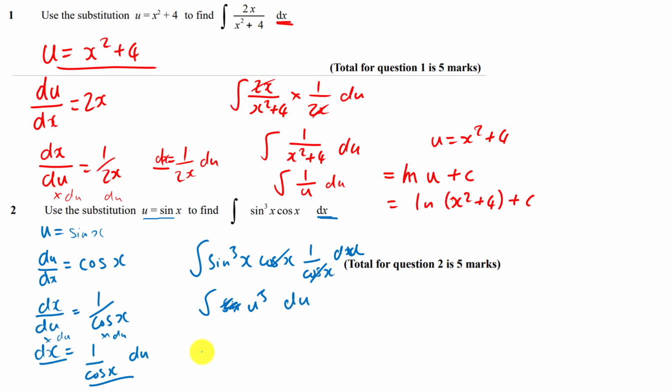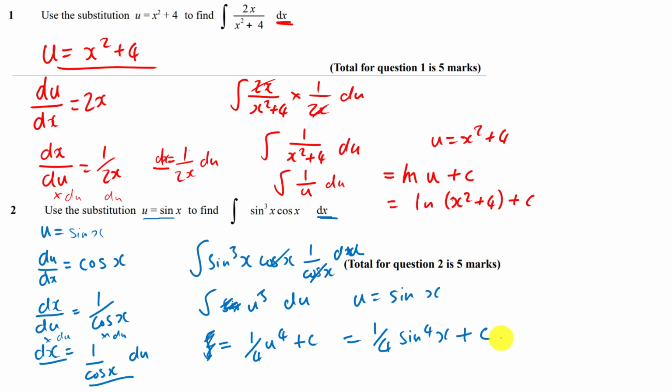Yeah. Okay, and then we're going to integrate that, and what are we going to get? 1/4 u to the power of 4. Yep, well done. And then it's plus c. And then we know u equals sine x, so we can substitute that back in to get in terms of x. So that's going to equal 1/4 sine to the power 4 of x plus c. Happy with that?